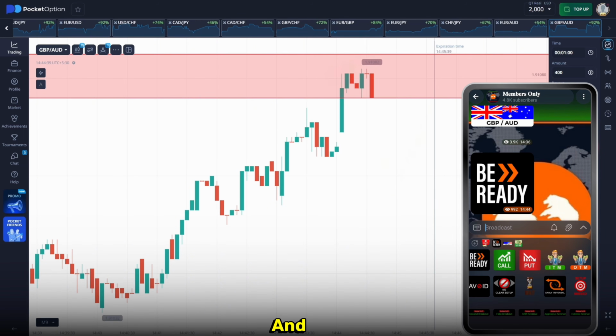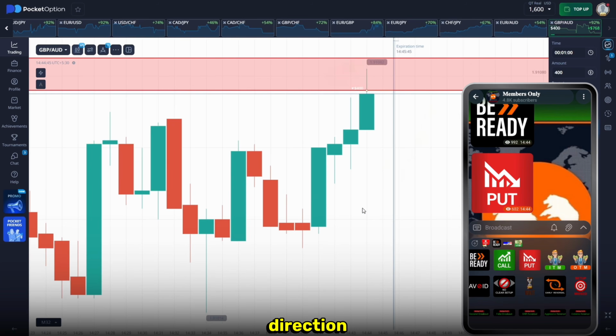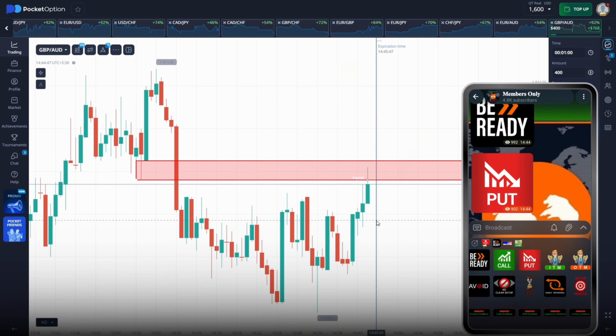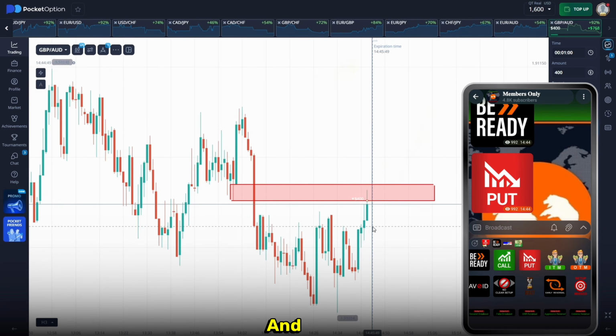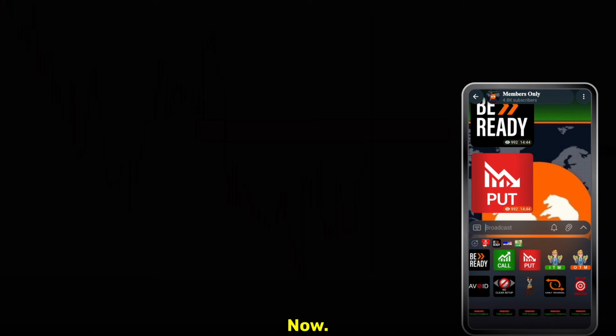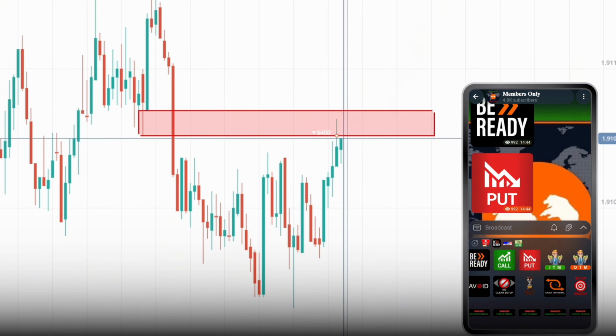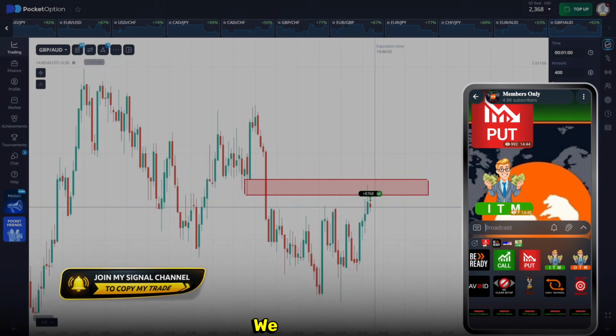And yes, we have got the confirmation and I have placed the first trade in the downward direction for a sell. Let's wait for the result, and after the result I will explain why I was expecting a reversal from this zone. Let's wait now. We have won this trade.